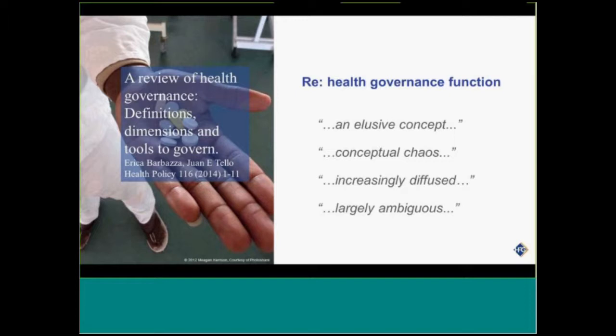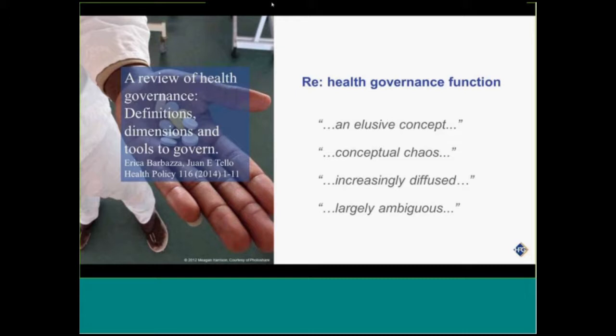One paper that came out in 2014, commissioned by WHO in Europe, looked at definitions and dimensions in governance, and they commented that the governance function is still, to many public health practitioners and to policymakers and managers, an elusive concept. They commented on the conceptual chaos across many academic papers, and many people still see this as being quite ambiguous. And I'm particularly talking about the international public health community and investors in public health.